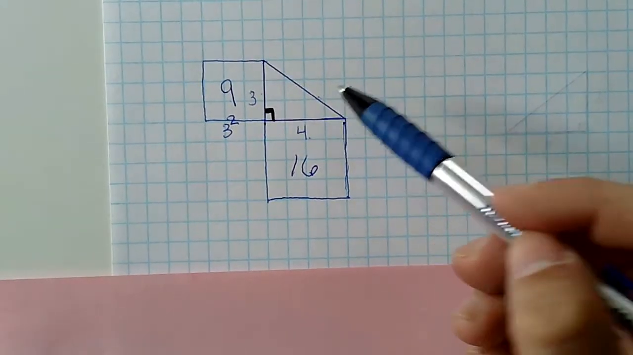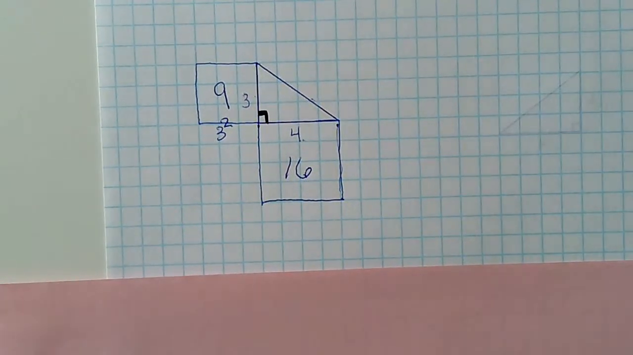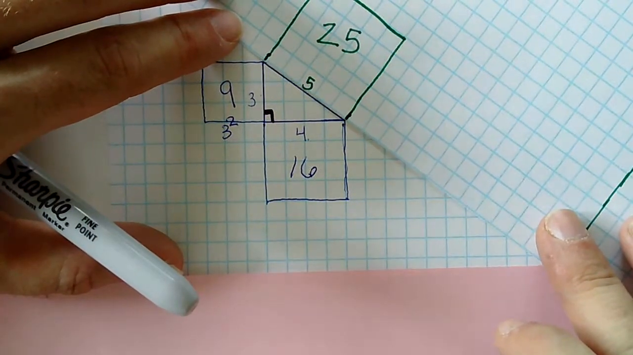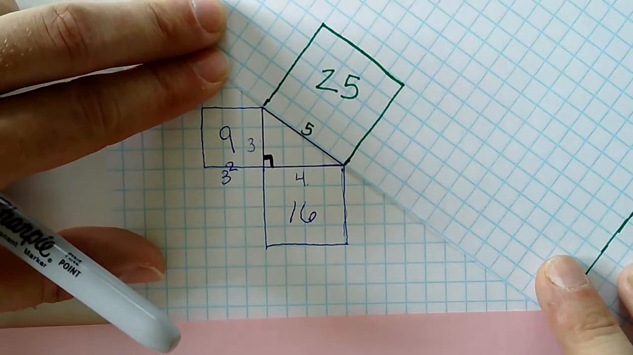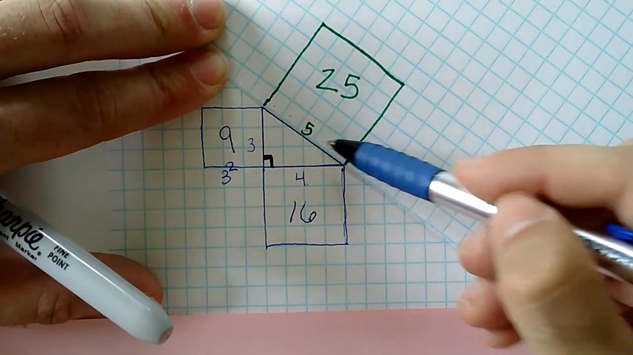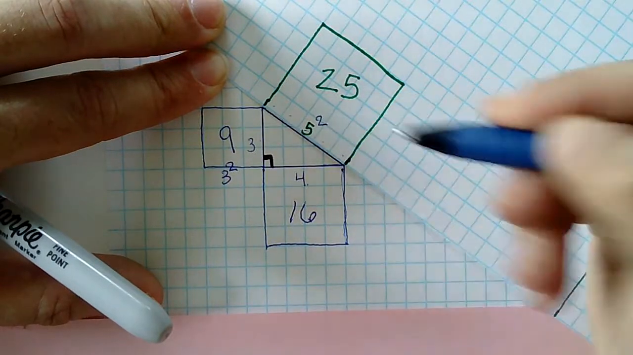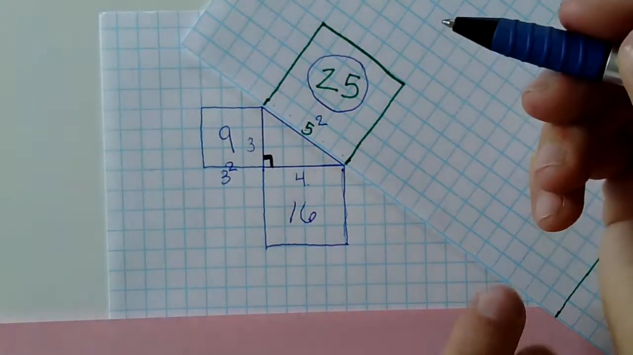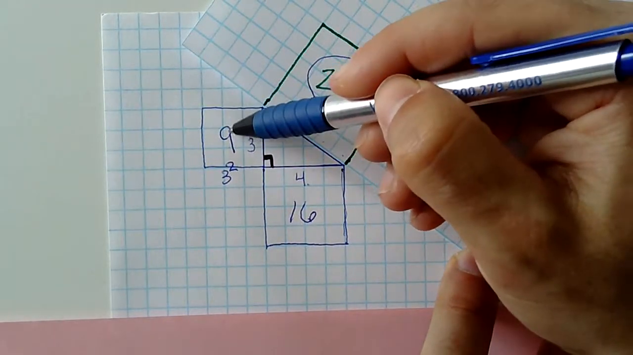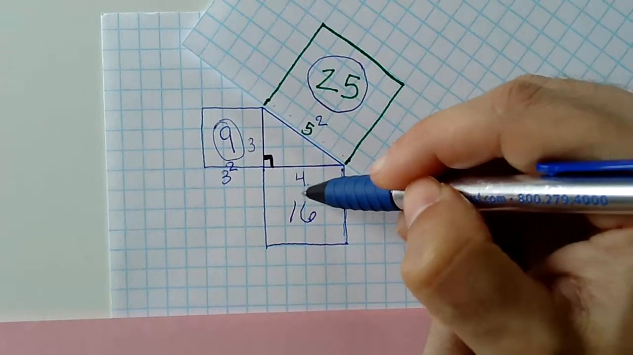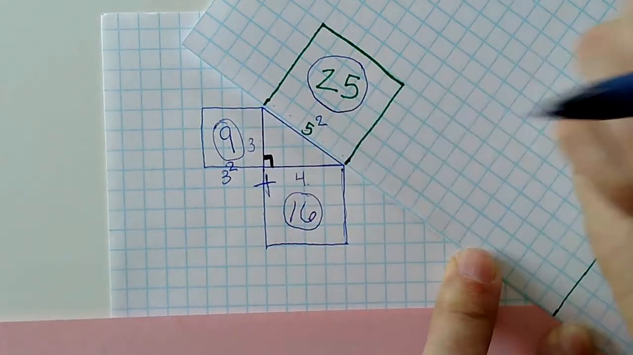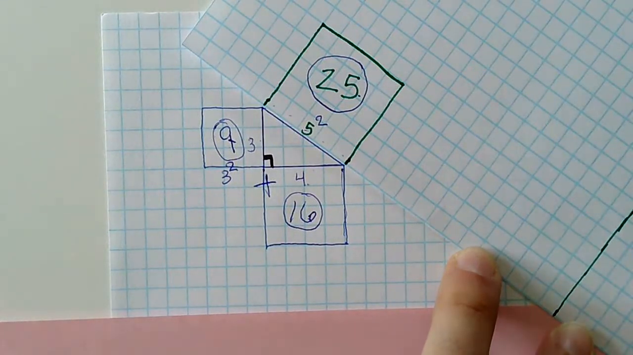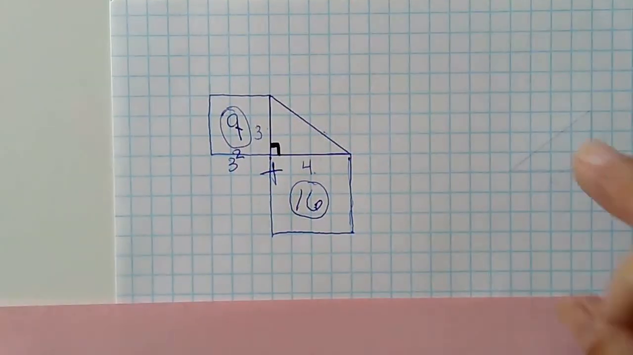So what about this other side? Well, I'm going to use another piece of paper here. I'm going to line it up, and we're going to notice that it has a length of 5. 1, 2, 3, 4, 5. And if I square 5, 5 times 5, I get 25. Well, there's a unique pattern here. Take a look. 9 plus 16, if I add those two together, I get 25. Interesting.